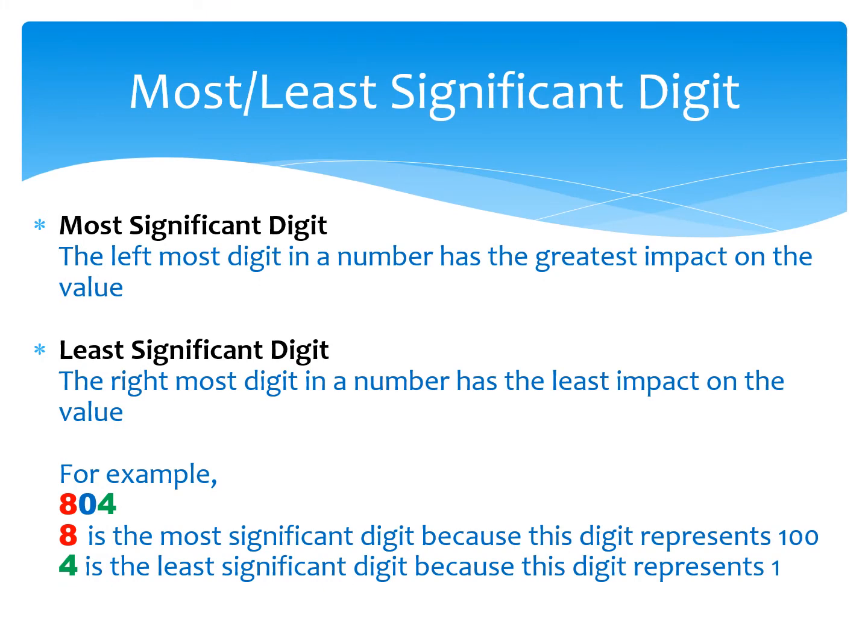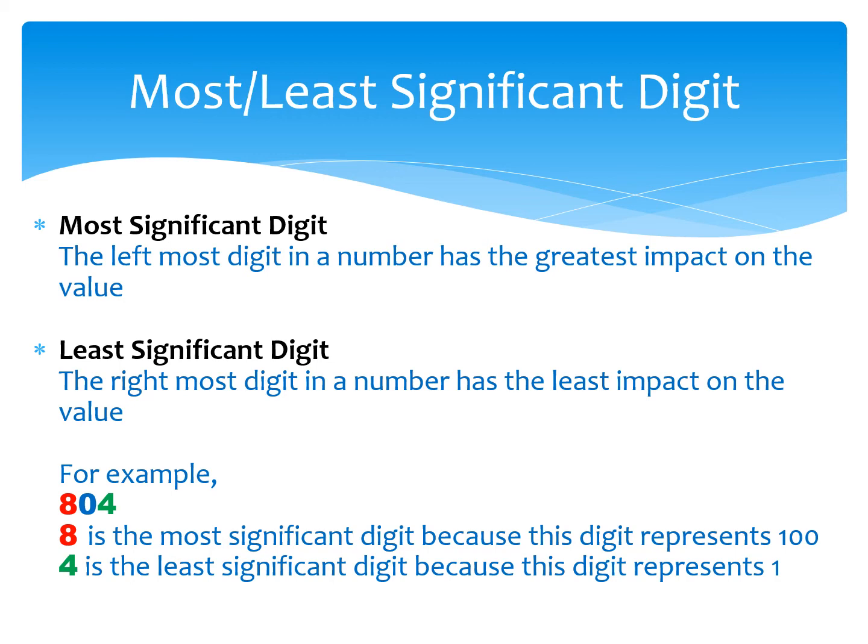Before we explain how to convert a number in any base to base 10, we will need to introduce two terms. That is, most significant digit and least significant digit. The most significant digit is the leftmost digit in a number, which has the greatest impact on the value. Contrarily, the least significant digit is the rightmost digit in a number, which has the least impact on the value.